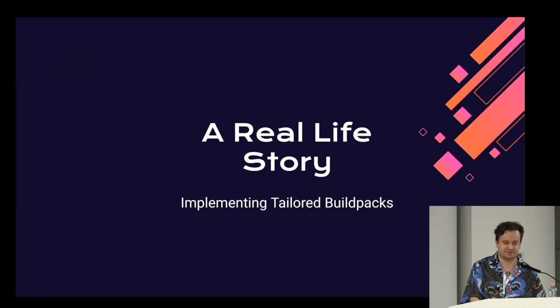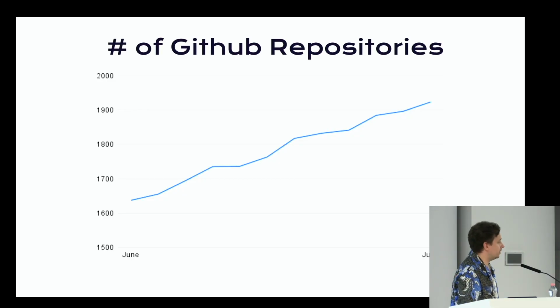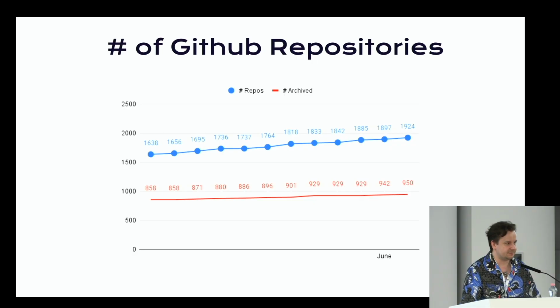And the real life story of my implementation is that there was an organization, and in 1 year, it grew almost 300 repositories. Some of those repositories were without the Dockerfile. Some of them were with one Dockerfile, and sometimes there were monorepos with a few Dockerfiles that were building different kinds of tech. 300 repositories in 1 year. And of course, the number of archived ones wasn't growing that fast. So we had almost 200 more repositories that are in active development.